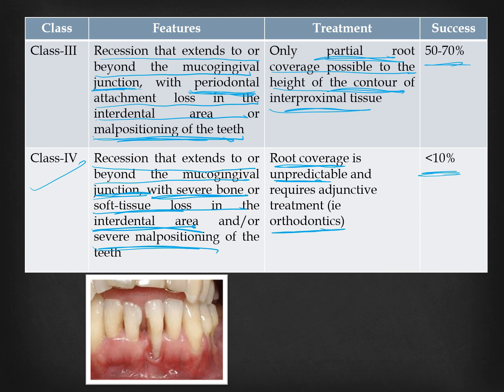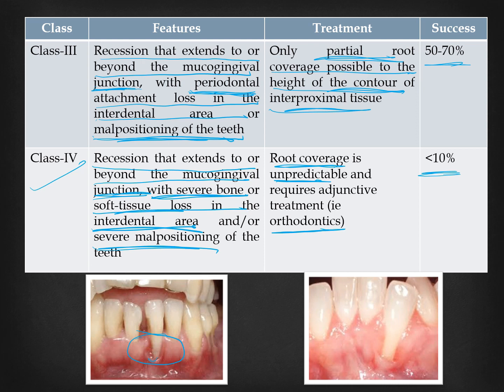So here you can see in the picture that this is class 3, where interdental tissue loss is there and the gingival margin is also extending up to the mucogingival junction. And here see, there is gingival margin extending to the mucogingival junction, and there is malpositioning of the tooth, severe malpositioning of the tooth.